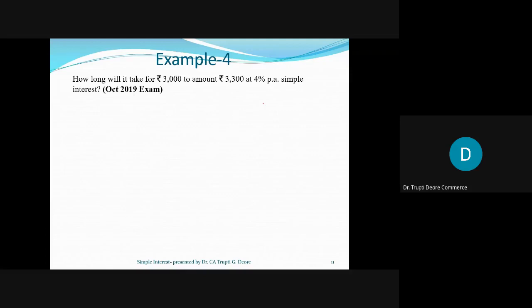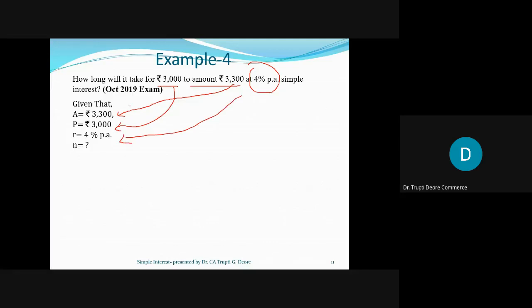What is the second logic? How long will it take for 3000 to amount to 3300, meaning when will 3000 rupees become 3300. So what is it? P is 3000, right? Because this sum we are going to invest right now, it will become 3300, so it's a future value. It becomes A at rate 4%, so rate is 4% per annum, and it is simple interest. So we have to find out how long. Long means duration, so n is equal to question mark.